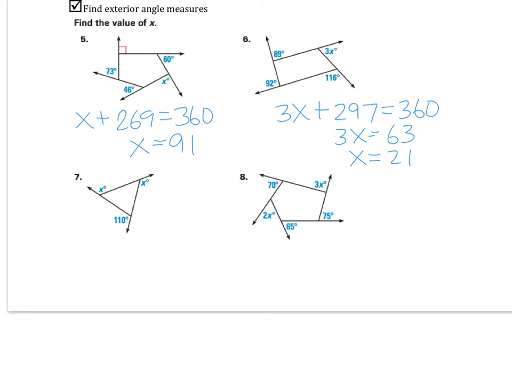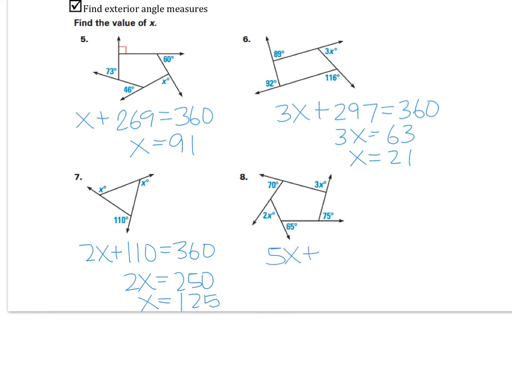Add up what you have. Exteriors equal 360. Solve for x. Add up what you have. Exteriors equal 360. Solve for x.